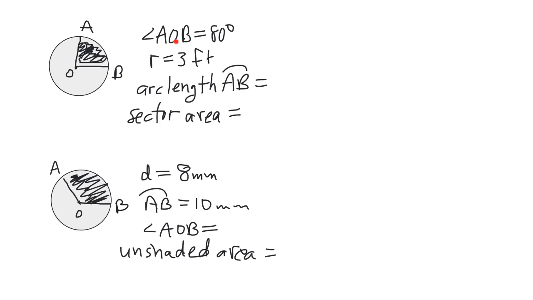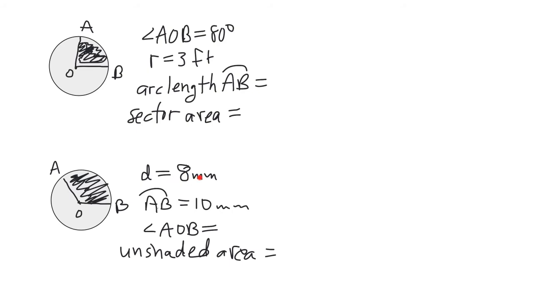In the first case, we're given the central angle AOB, and we're given the radius with units. We're trying to find the arc length, so not an angle, not 80 degrees of measure, but the actual length in feet, and the sector area. Now the sector is the word that's used for this portion of the area of the circle, sector area.